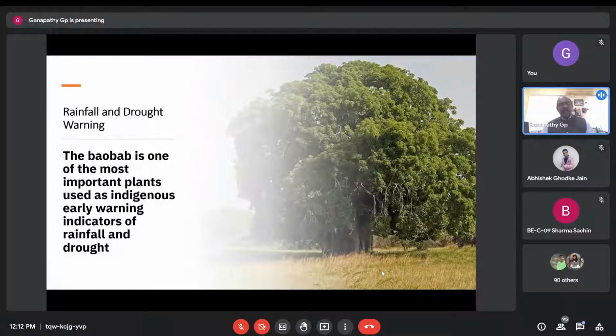And this is another piece of information: the baobab tree, a rainfall and drought warning. The baobab tree has a water carrying capacity. So if the tree starts drying from bottom to top, it means the whole area is undergoing a drought. That's another important piece of indigenous information.